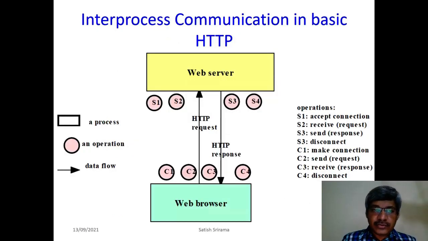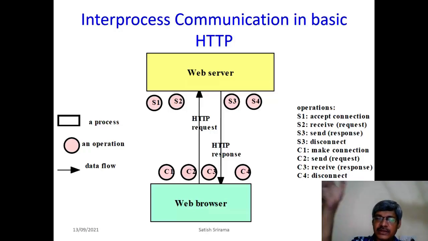So let's try to look at an example of inter-process communication. Say, for example, let us look at basic HTTP. This is about a web server. So that means you have all the web servers. I have already discussed this sort of communication when I was talking about the servers. So there is a web server, which is literally what you are using over the internet.